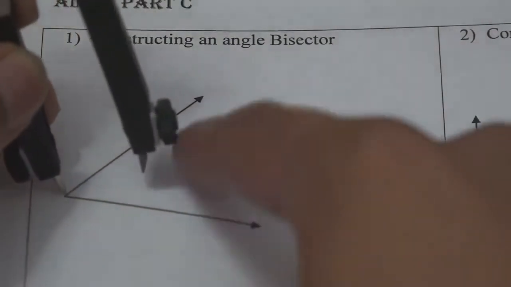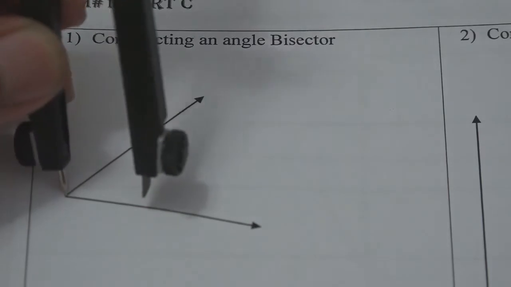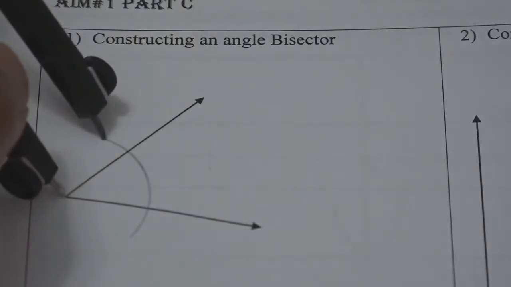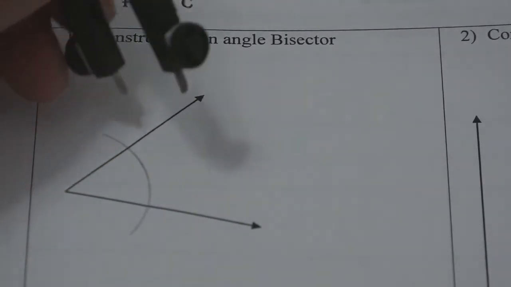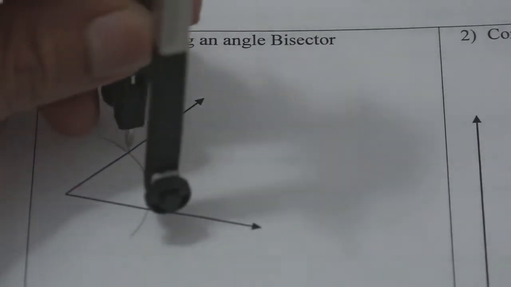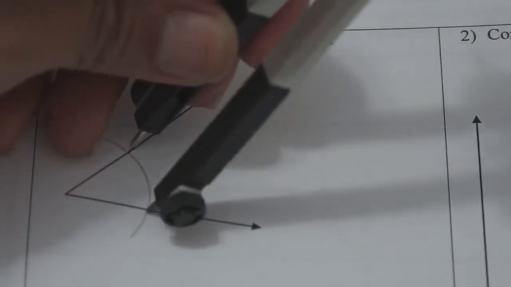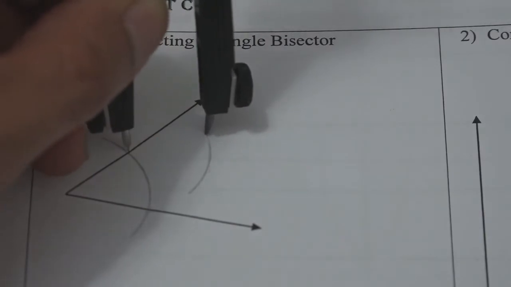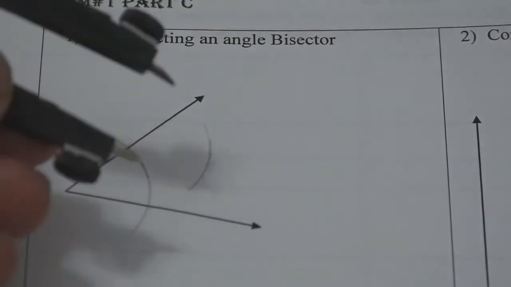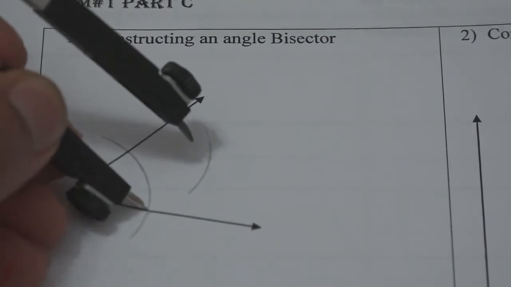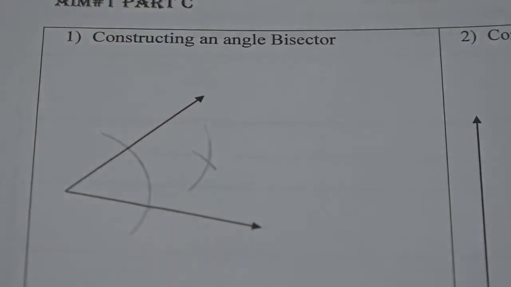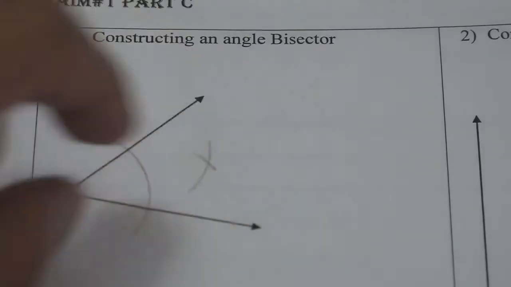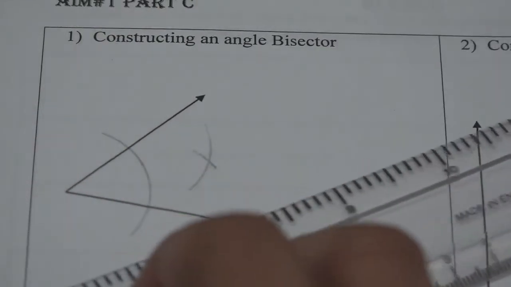To construct the angle bisector, all I need is you open the compass to any radius, and you swing an arc. Then you open the compass to the length of the arc that was created, like this one, you see that? And you create one arc here, and then, without changing the length of the compass, you go to the other intersection and swing another arc. So what did I do? Arc here, then arc here, and that is your angle bisector.